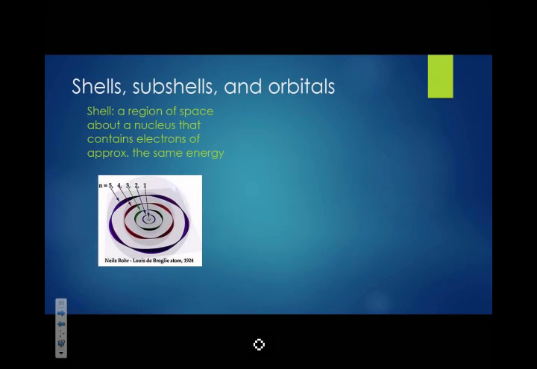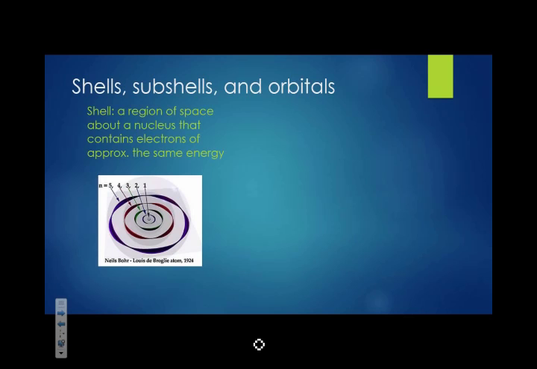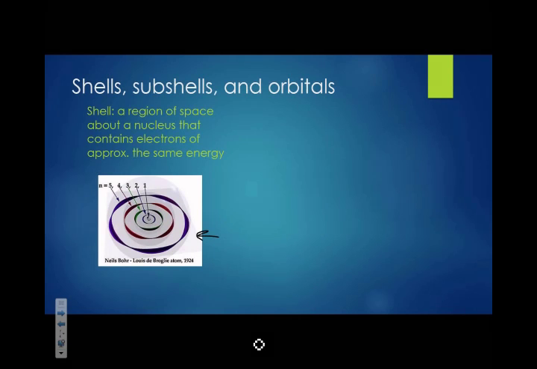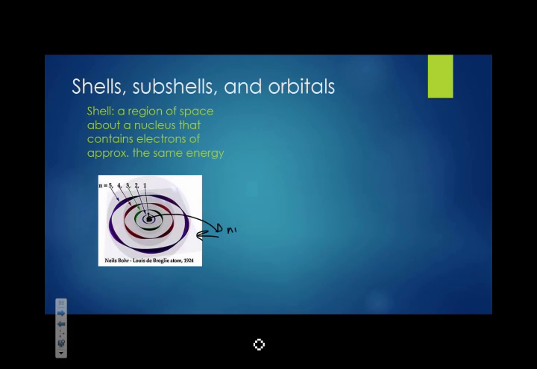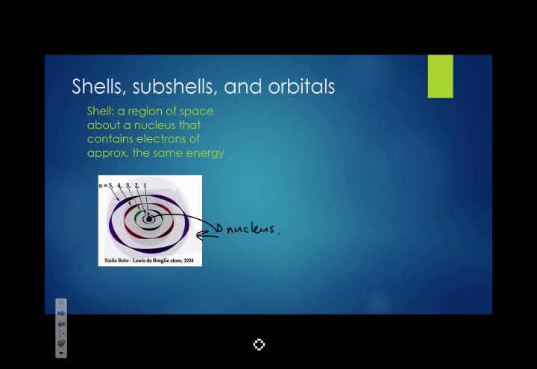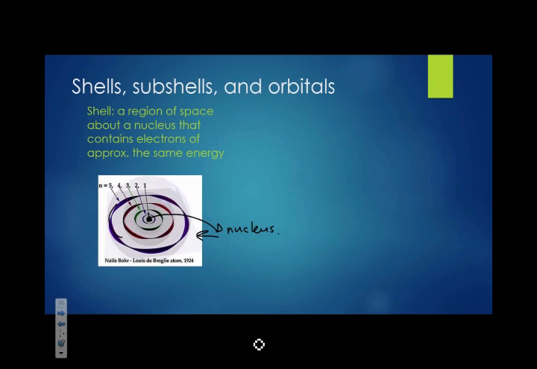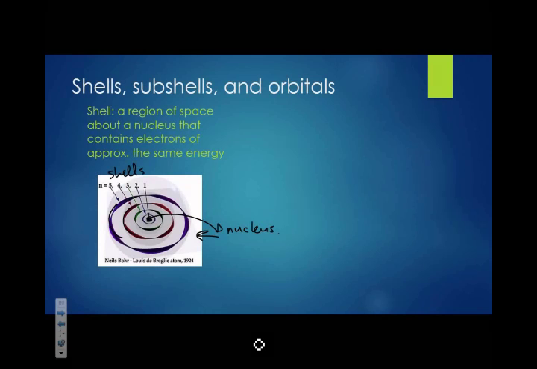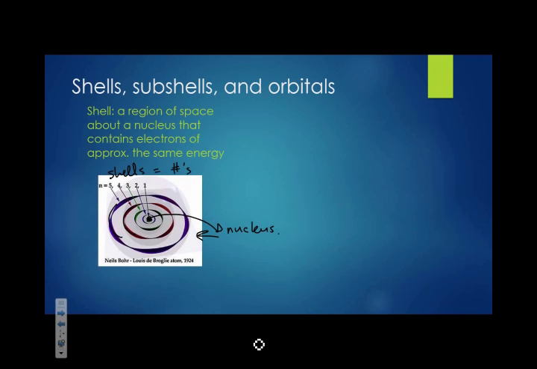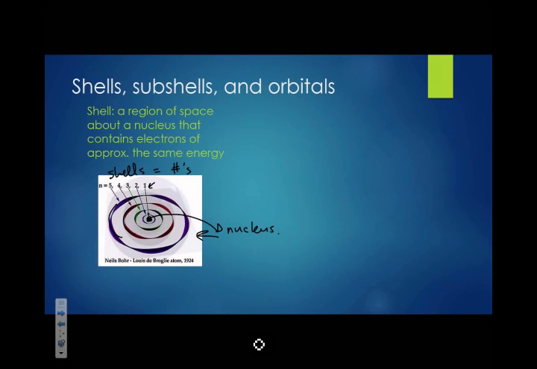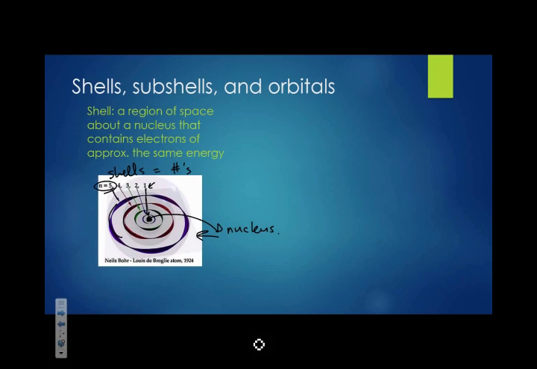So the shell is a region of space around the nucleus that contains electrons of approximately the same energy. You can see from this picture here that if we think about the nucleus as being in the middle, this is the Bohr model of the atom, then the shells are these rings that move around the outside. And in fact, shells are denoted using numbers. So if we talk about shell number 1, we're talking about a shell that's very close to the nucleus. Versus shell number 5, well, that's a ways out from the nucleus.